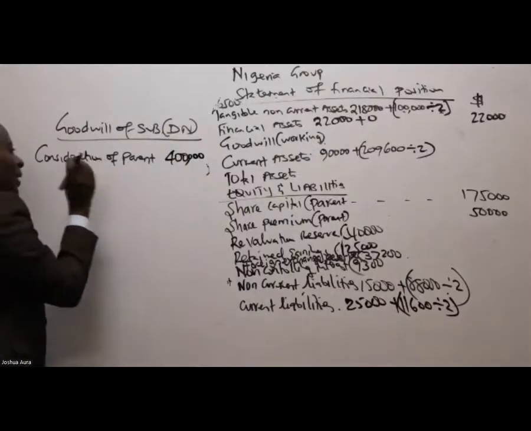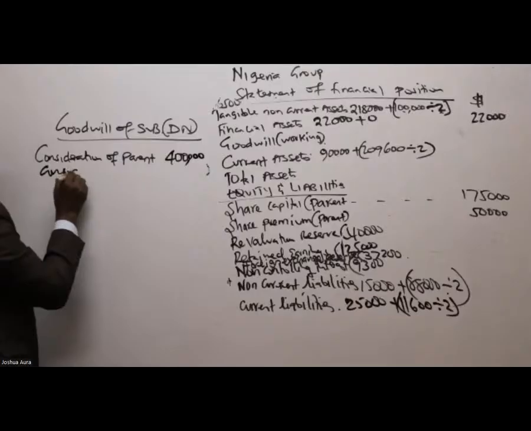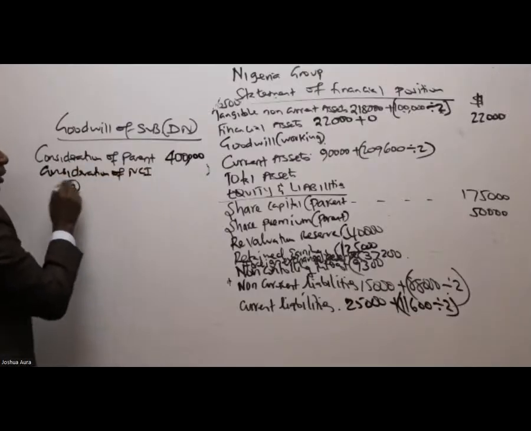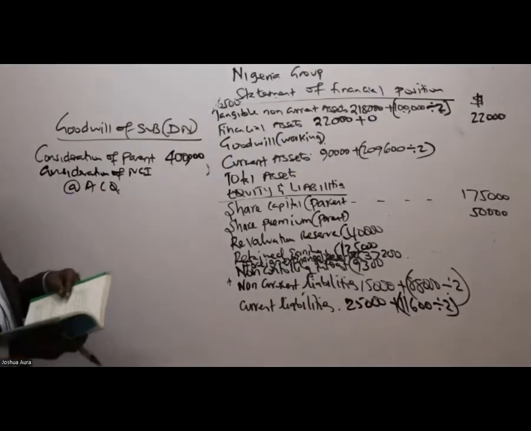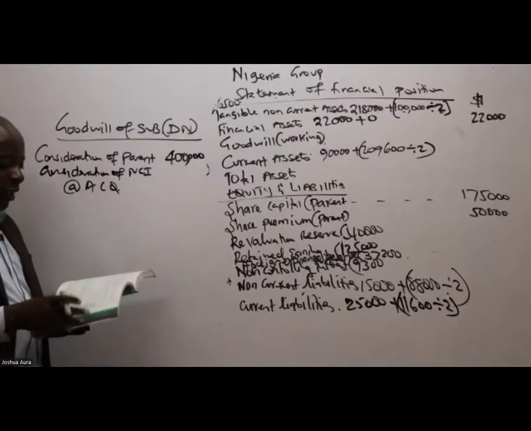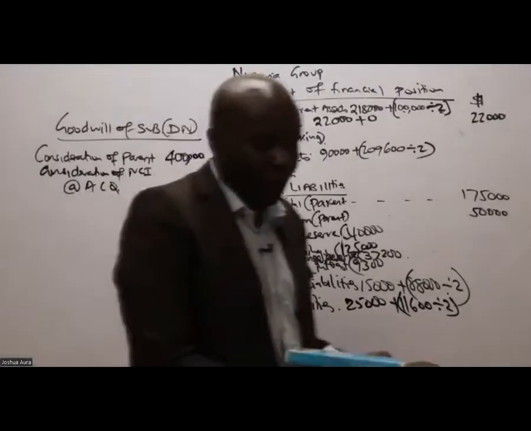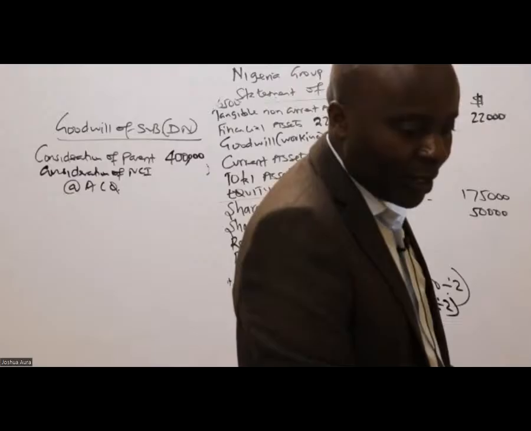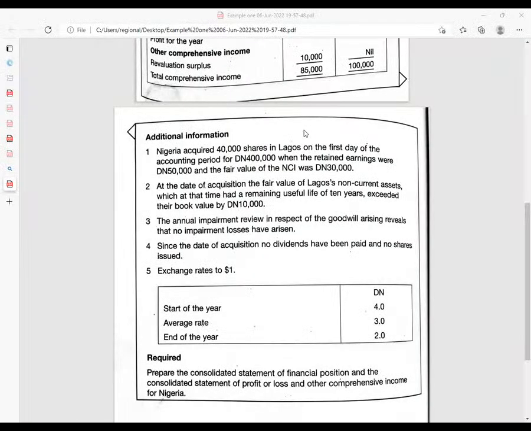Now, of course, the parent never bought this subsidiary 100%. We have the consideration of NCI at acquisition. Are you able to see how much NCI was worth at the date of acquisition? Have they given us NCI at acquisition?